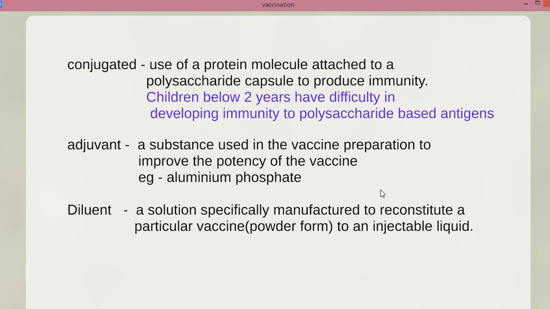manufactured to reconstitute a particular vaccine which comes in a powder form. Some vaccines, for ease of prolonged storage, are produced in powder form. So in powder form, you can keep the vaccine for a longer time in storage. But before it has to be injected, it has to be converted to a liquefied form, and the solution which is used to reconstitute this powder form vaccine is called a diluent.